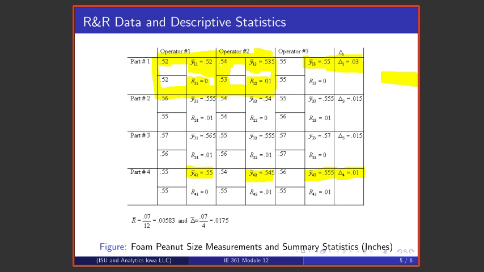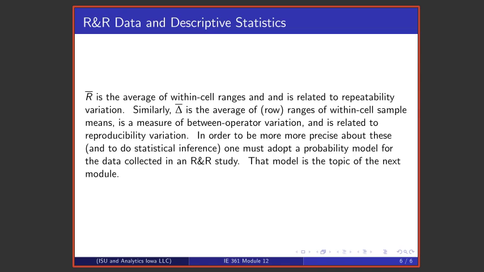ranges for a given part. We're going to call those ranges in Y bars for a given part, we're going to call those deltas. When we average them, we'll call that cap delta bar. That's a measure of reproducibility plus repeatability variation. The average of the within cell ranges, R bar, is a measure of repeatability variation alone.